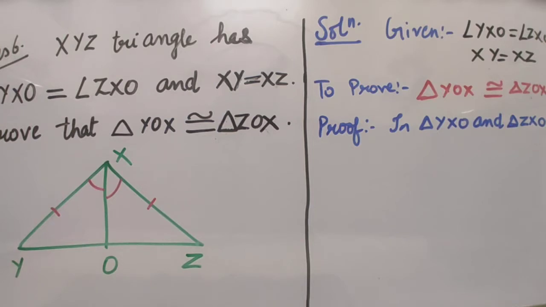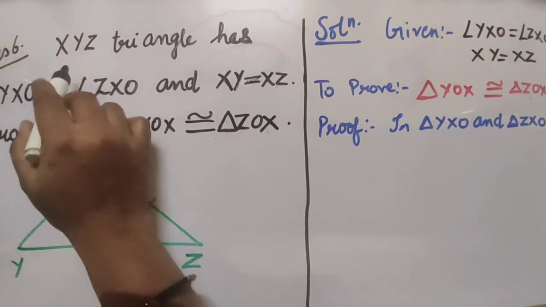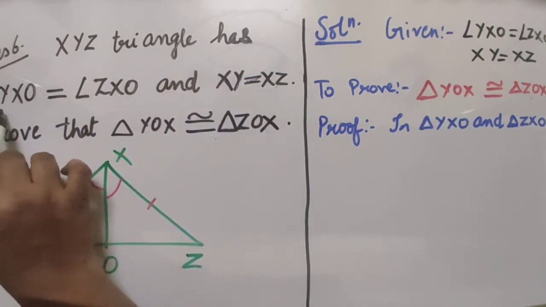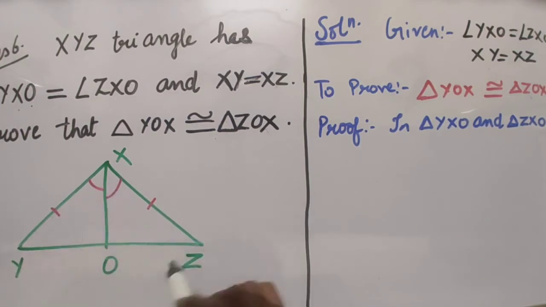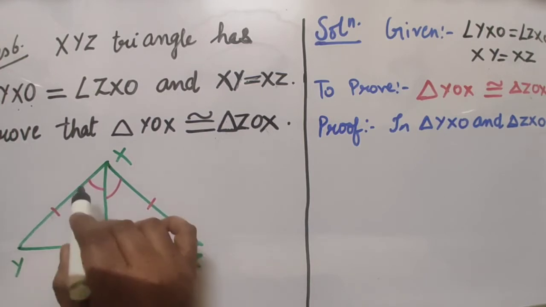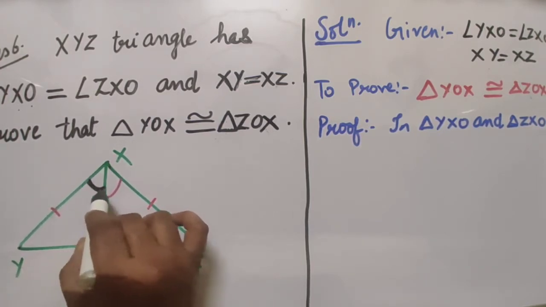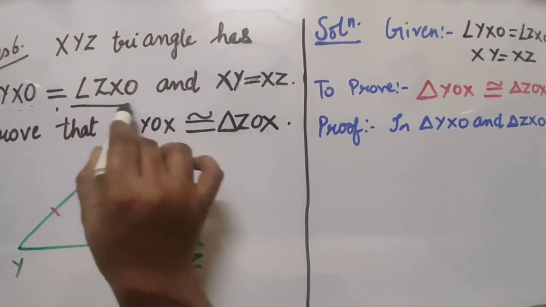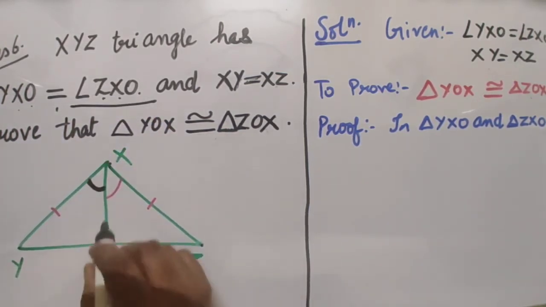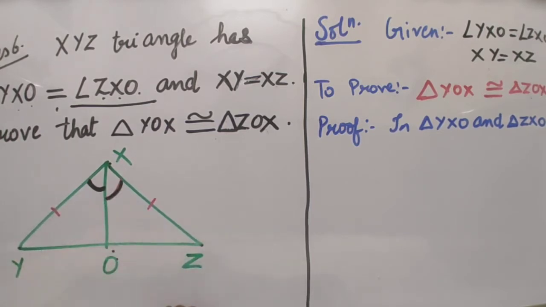Today we are going to discuss question number 6 of your exercise 13.2. So let's start the question. Here you can see the question is XYZ, a triangle, has angle YXO. When we are talking about YXO with respect to the figure, that means we are talking about this angle, which is equal to angle ZXO. So ZXO, that means we are talking about this angle.